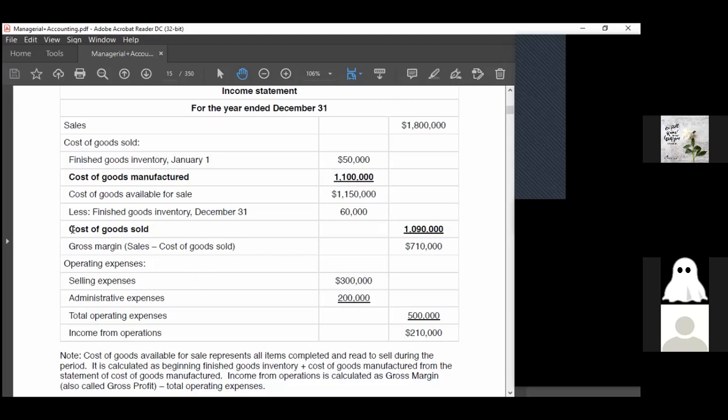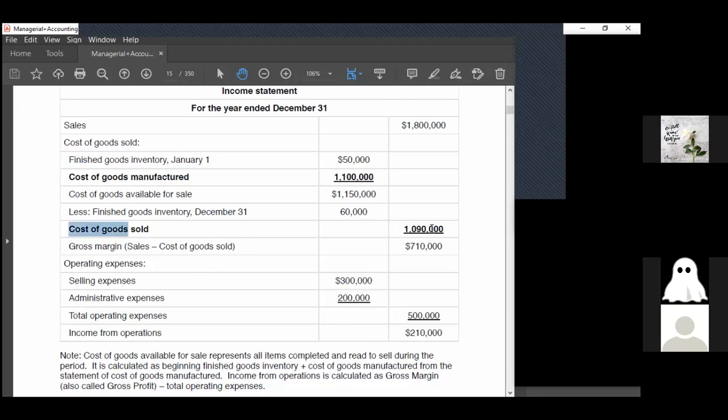This gives you the cost of goods sold. That is the next step in the cost statement or calculation of costs. So this is the cost of goods sold. Gross margin is nothing but sales minus cost of goods sold. Okay, so the next step is cost of goods sold, that is calculated here.